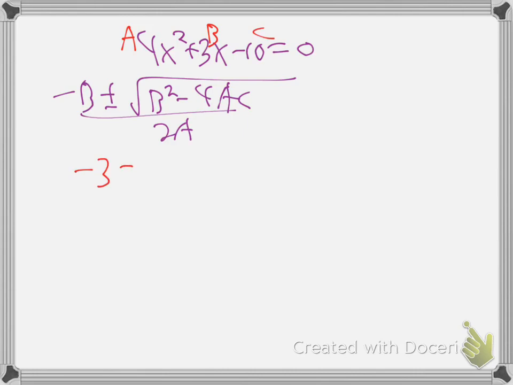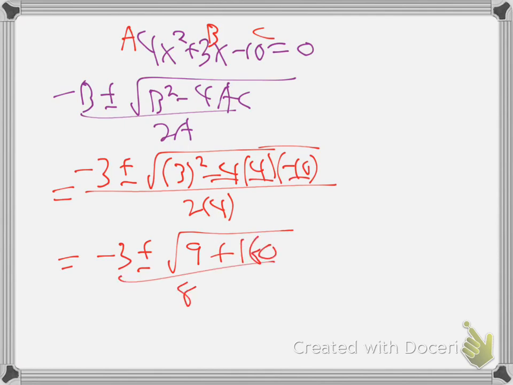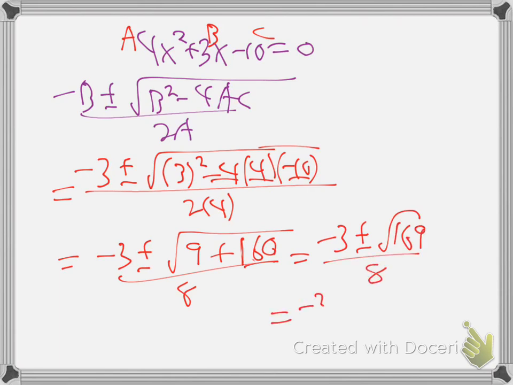So negative 3 plus or minus square root of b squared. We'll get the same two answers. Minus 4 times a times c all over 2a. So what's that? Negative 3 plus or minus square root. What's that? 9. Negative, positive, negative. It's going to be positive 160 over 8. Choose your calculator. You can use the scientific calculator on this part of the test. It's 160. So that's negative 3 plus or minus the root of 169. That's 13, isn't it? Negative 3 plus or minus 13, right? The root of 169.